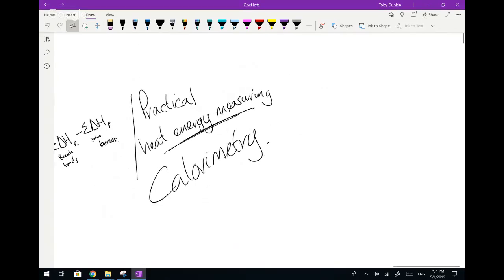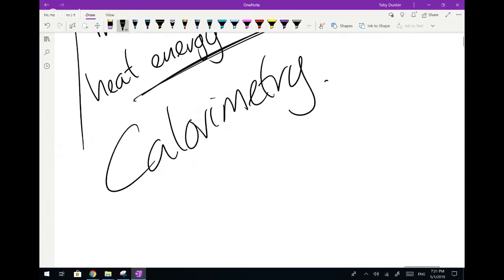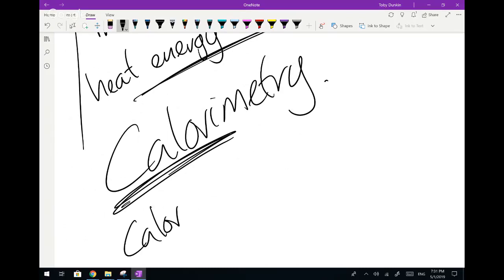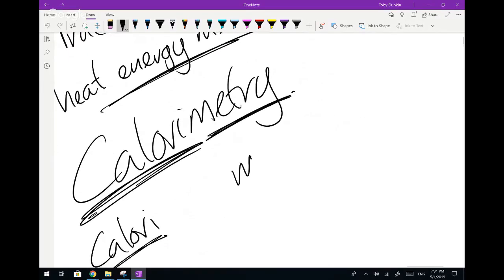And by the way, it's nice to break it up into two words. The word calorie, you guys will recognize this, of course, from biology. You see that in foods, which is chemical energy. And metry, meaning meter, to measure. So we've got calorie measuring, which is kind of cool.